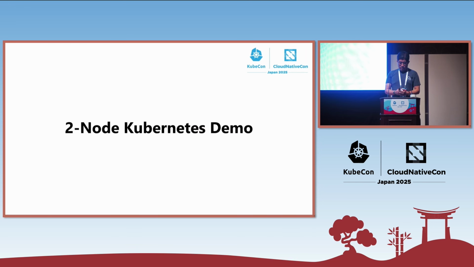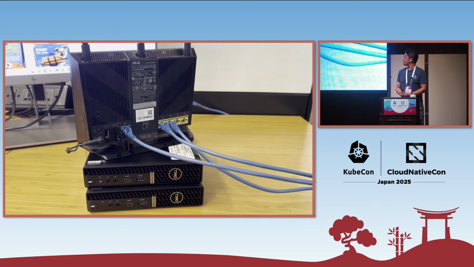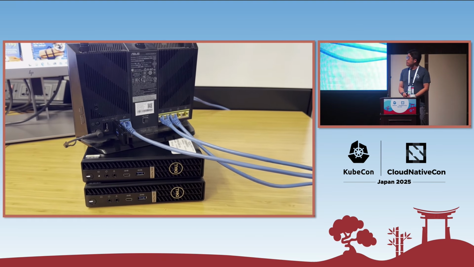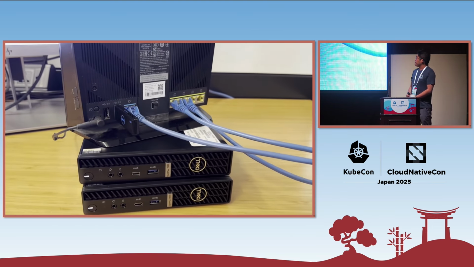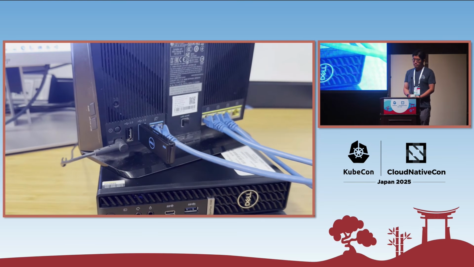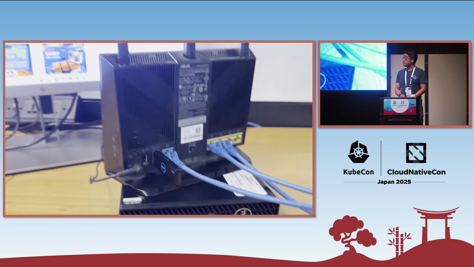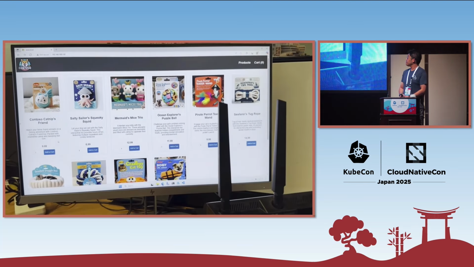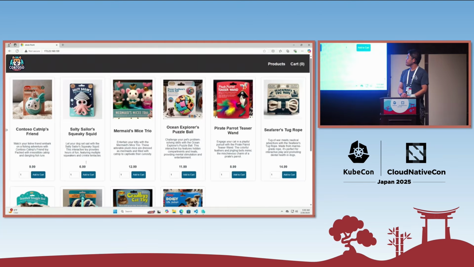In this demo, we'll showcase how our two-node Kubernetes cluster maintains high availability even when one node goes down, unlike the three-node requirement in standard Kubernetes today. We have two lightweight machines serving as Kubernetes nodes, both connected to the router. Additionally, a USB drive is connected to the router, acting as a shared storage witness for the two-node cluster. And we have a retail store app running on the cluster. In this app, customers can easily view products and add them to their carts.